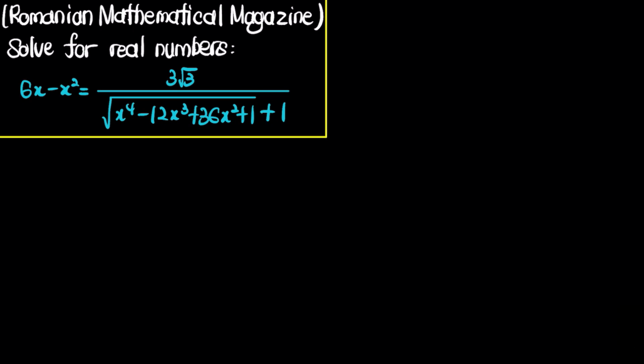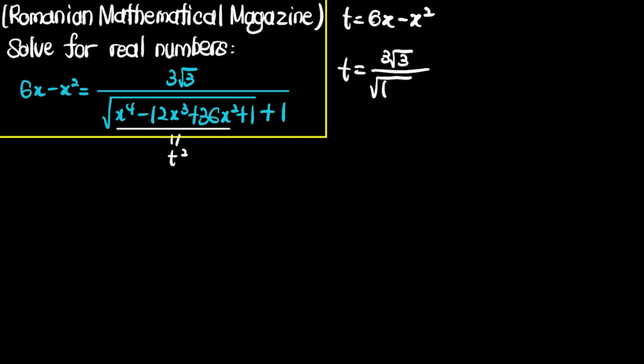To begin solving this equation, we'll try to simplify it by first letting t be equal to 6x minus x squared. And then we'll note that this whole expression is actually equivalent to t squared. So this transforms our original equation into the equation t is equal to 3 times square root of 3 over the square root of t squared plus 1, plus 1.